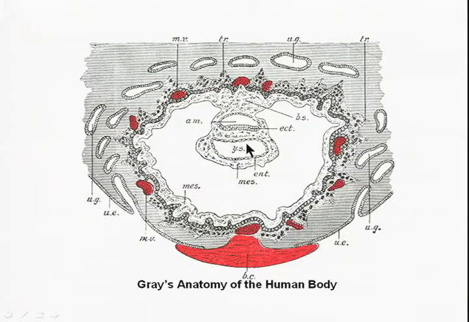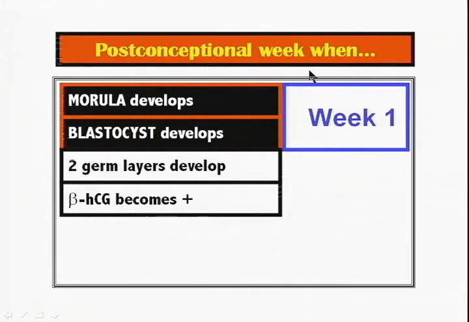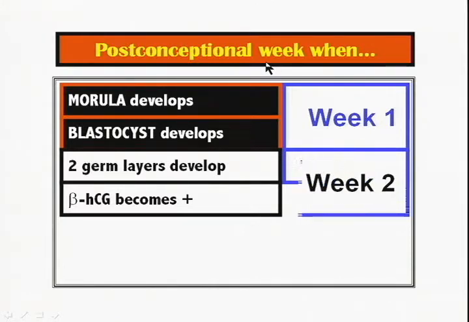This is another picture from Gray's Anatomy, which shows the 2 layers. We have the hypoblast, the epiblast. Here we have the cytotrophoblast and the syncytial trophoblast as they are invading. So, in summary, the 2 germ layers develop week 2. And once the syncytial trophoblast invades into the maternal sinusoids, the beta-HCG, which is produced by the syncytial trophoblast, now becomes detectable in the maternal blood, week 2.